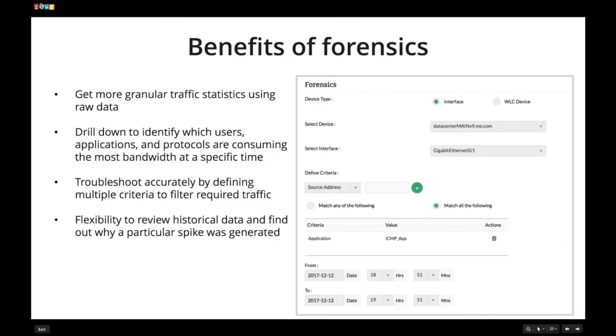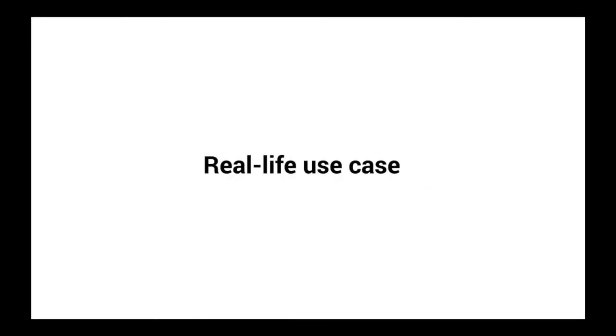So the benefits of forensics are you can get more granular visibility into each and every conversation in your network. You can drill down to identify which user, application or protocol is consuming most of the bandwidth at the specific time. You can also troubleshoot accurately with the help of multiple criteria and filter out the traffic you want to see in forensics. You can also review your historical data and find out why a particular spike has been generated with the help of forensics.